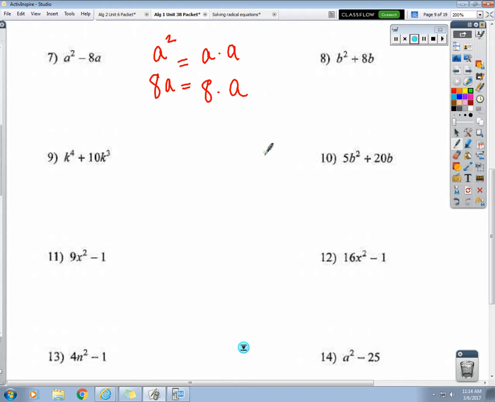Okay, so now what's the only thing they have in common? A. Okay, you've got to pay attention to know what we're doing. So you pull out an a, and then a was not circled right there, and 8 was not circled, and the minus comes down, and then it's easy to check. A times a is a squared. A times negative 8 is negative 8a, so that's right.